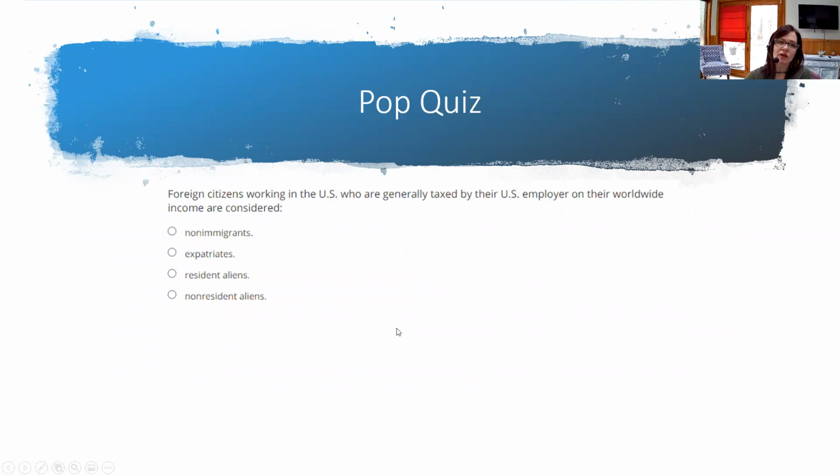Pop quiz. Foreign citizens working in the U.S. who are generally taxed by their U.S. employer on their worldwide income are considered non-immigrants, expatriates, resident aliens, or non-resident aliens. So foreign citizens working in the U.S. who are generally taxed on their U.S. employer on their worldwide income.